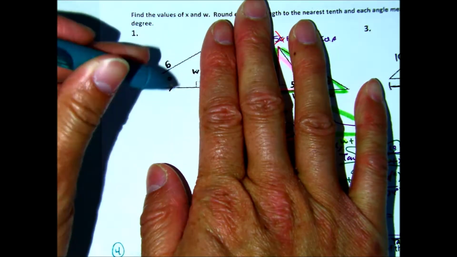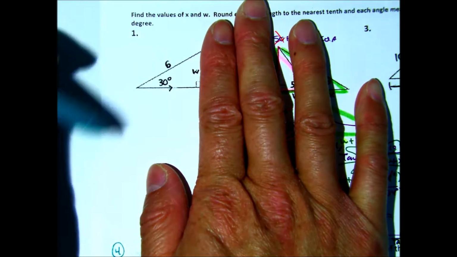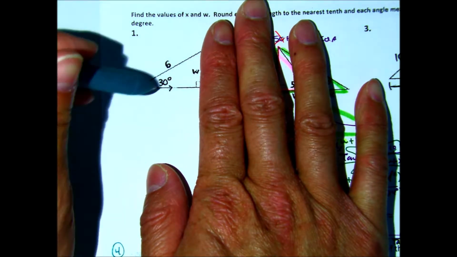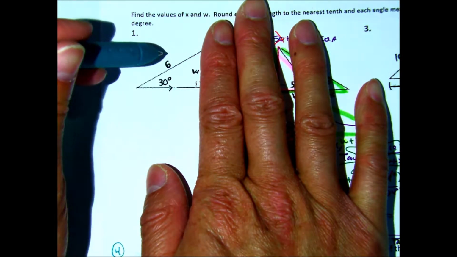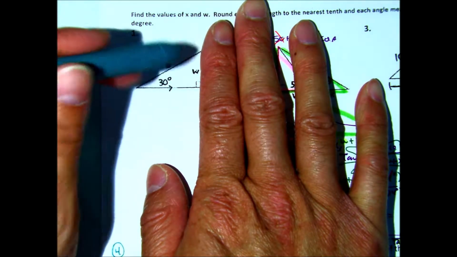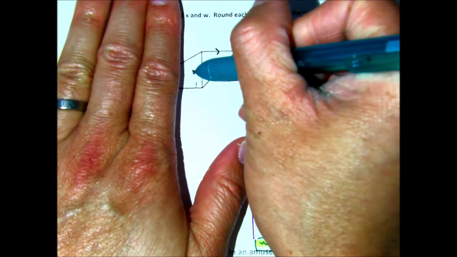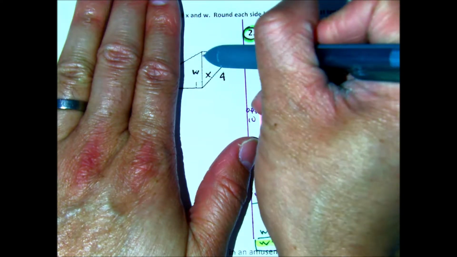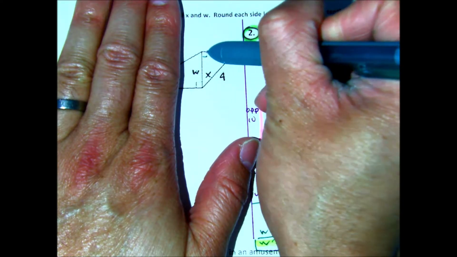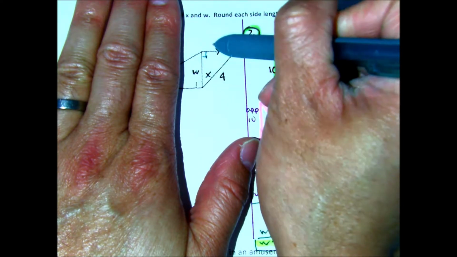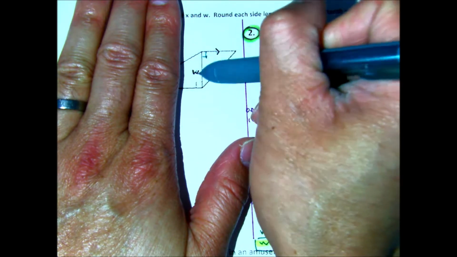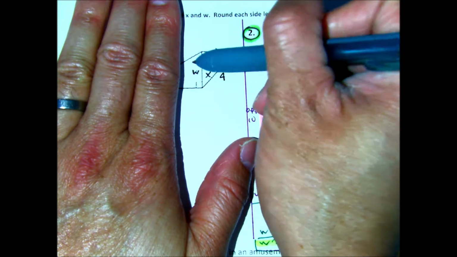You can use the opposite over the hypotenuse. You can use sine of 30 equals W over 6, solve for W, and then use W. You can use the inverse, so that would give us the inverse of cosine of W over 4 to give you X. But I'm going to present a different way.